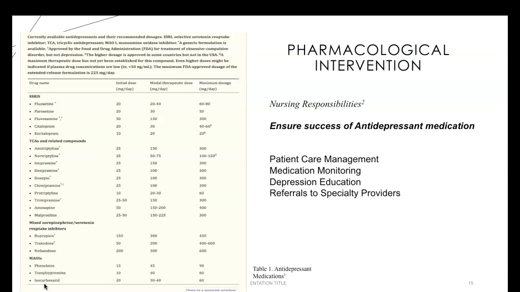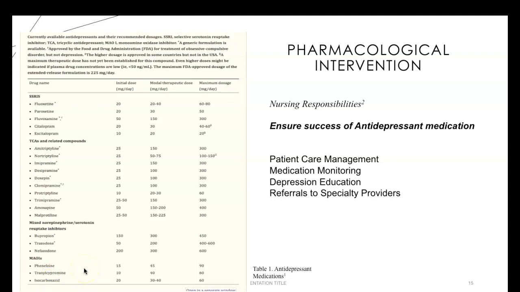Moving on, in pharmacological intervention, antidepressant medications are most commonly used to help relieve the distress of depression and/or anxiety. Antidepressant medication can take up to several weeks to be fully effective. Early signs that the medication is working include improved sleep, appetite, and energy.